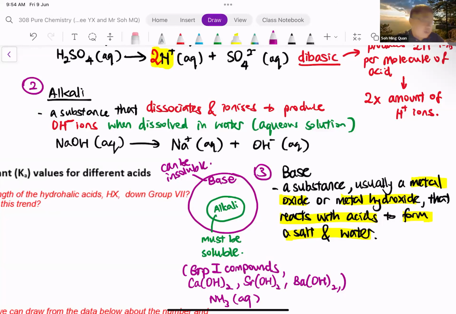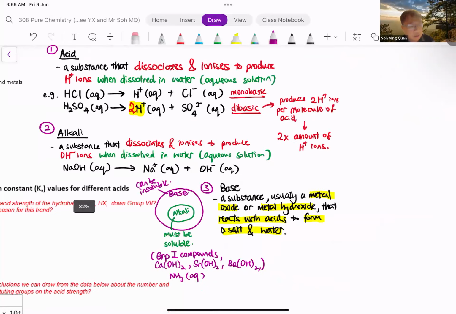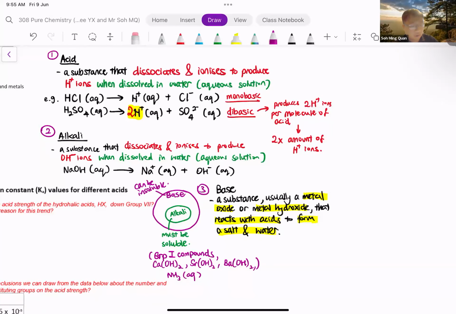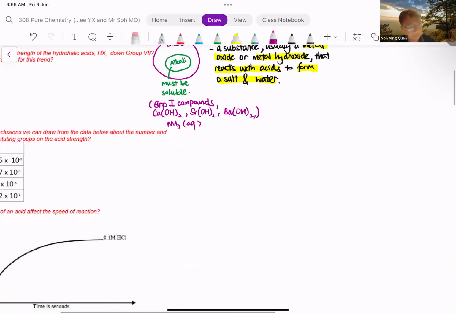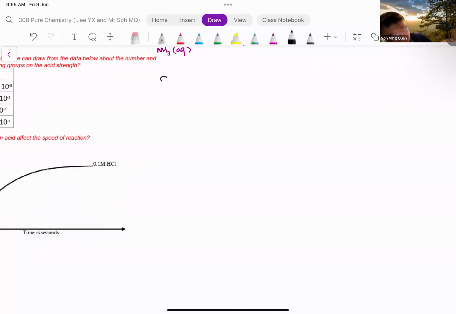Okay, so beyond the definitions, let's go on to the strength of acids. So this is an important concept which is in pure chem only. All right, so now we have finished the definitions. Let's go on to strength of acids. Now, what is a strong acid?